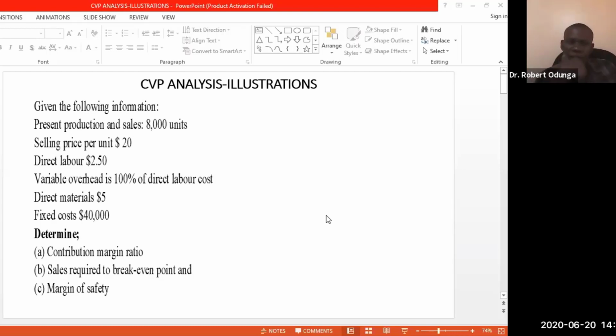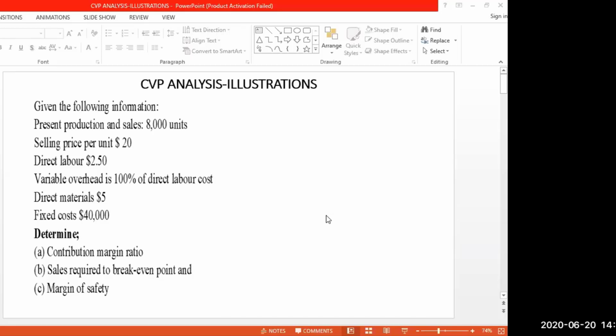This is one of the illustrations I wanted us to discuss today, CVP analysis illustrations. Now, these are some of the scenarios that you would expect as a manager to make a decision. For example, given the following information, the present production and sales is 8,000 units. The selling price per unit. I hope you're able to see the screen. Yes, doctor.